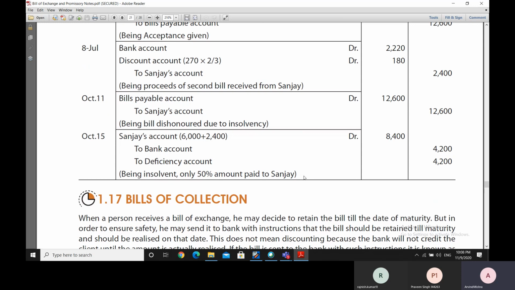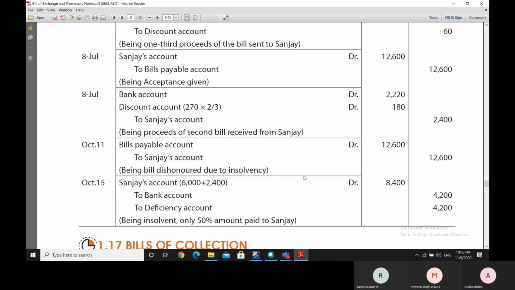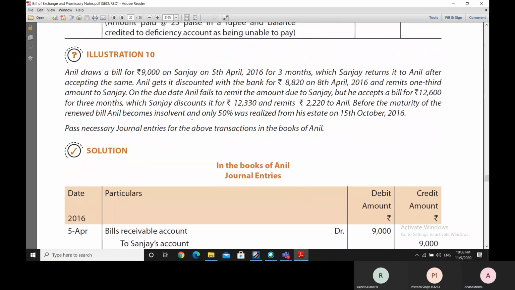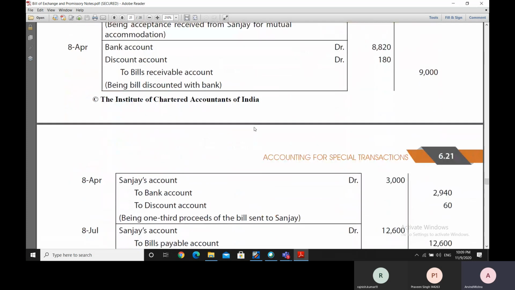So that's how this entry has come. And finally, because Anil has become insolvent, these are the books of Anil. Anil has become insolvent, and 50% of the amount was realized from his estate on 15th of October. So that is how the entries are being made here.